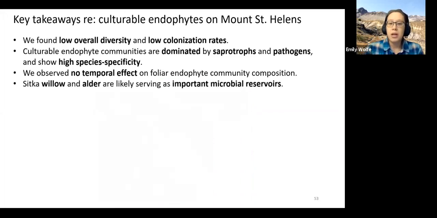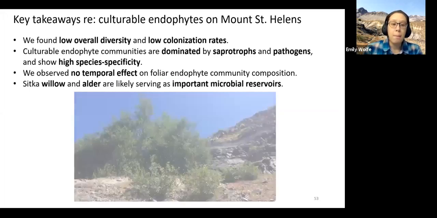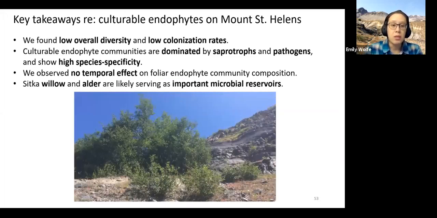Finally, given the high frequencies of isolation for both alder and willow and their dominant pioneering presence on the Pumice Plain, these species are likely serving as important reservoirs for plant-associated microbes. This picture was taken towards the Windy Ridge side, and you can see that they're an important part of the landscape. These are just really bushy alders. But basically, if you're looking down from Windy Ridge, you can see the spots where willow and alder are establishing. So they are really important parts of the plant community there.